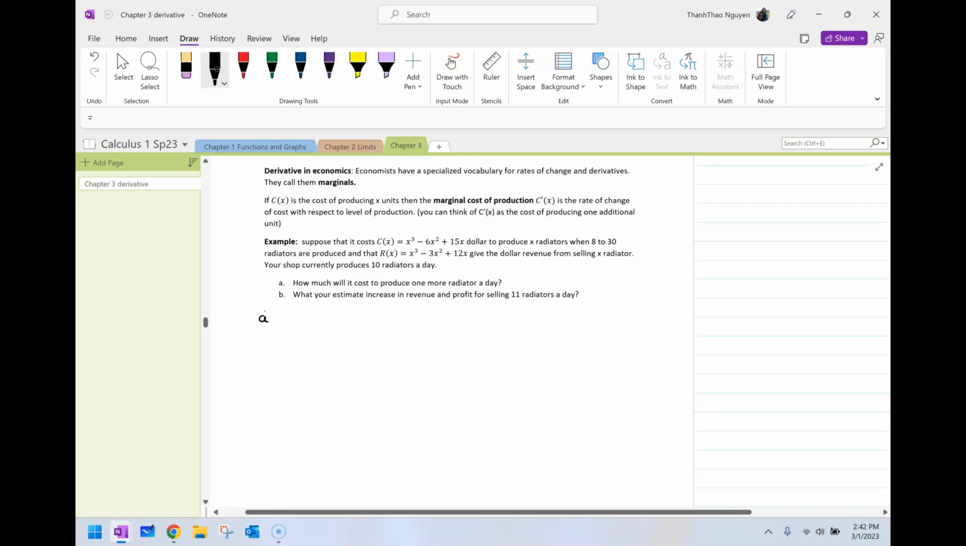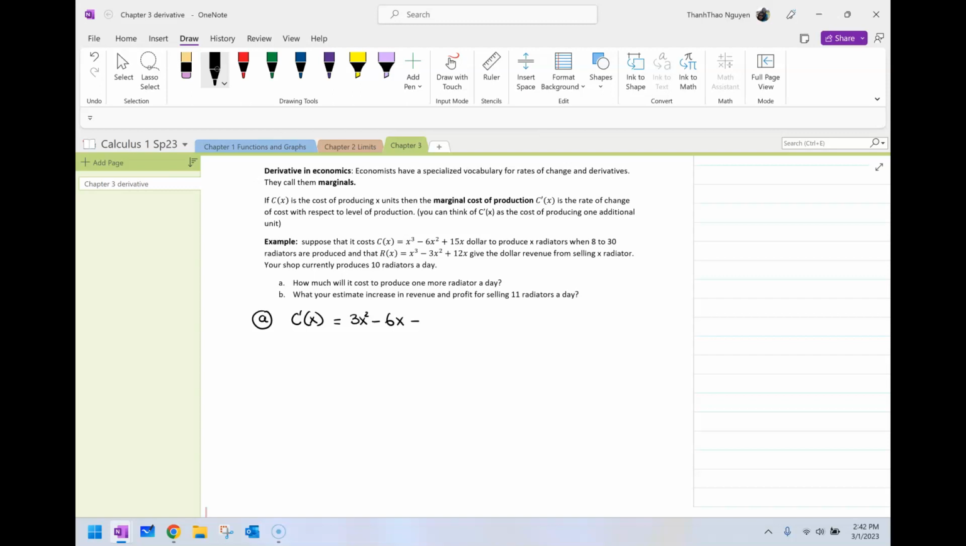So first, let's find the derivative of the cost function. C prime of x is equal to 3x squared minus 12x plus 15. So the cost to produce one more radiator per day, right now you produce 10 radiators. So C prime of 10 is the cost to produce one more. So that is 3 times 10 squared minus 12 times 10 plus 15. This is $195 per radiator.